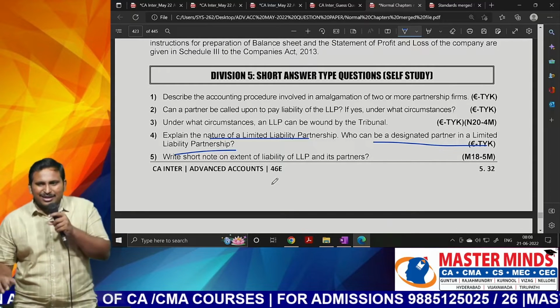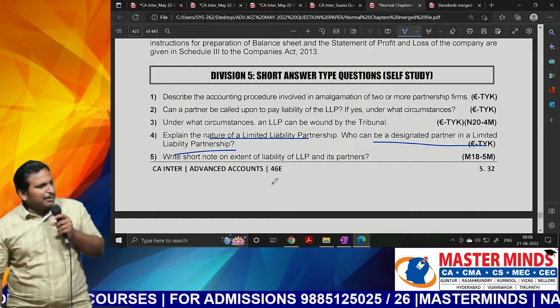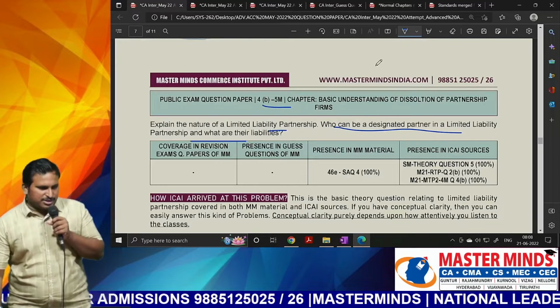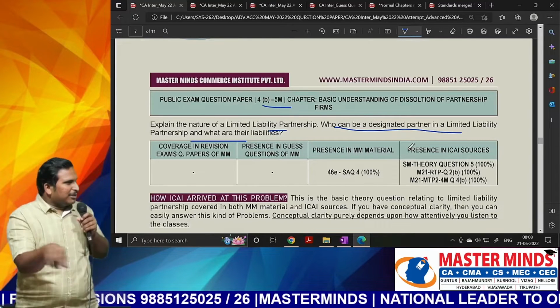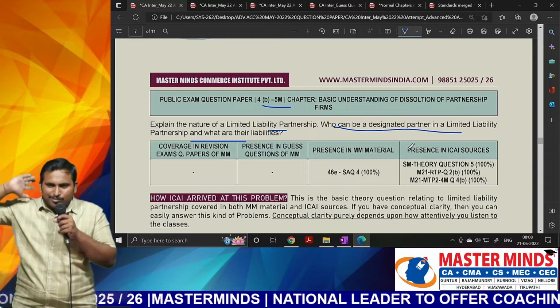In theory, they never test anything new, sir. Most of the time they ask frequently. And in partnership, LLP was a concept for which they regularly ask, sir. So be ready with that theory. What I'm telling is there will be a theory booklet. So whenever time is available, not now, at the time of preparation.